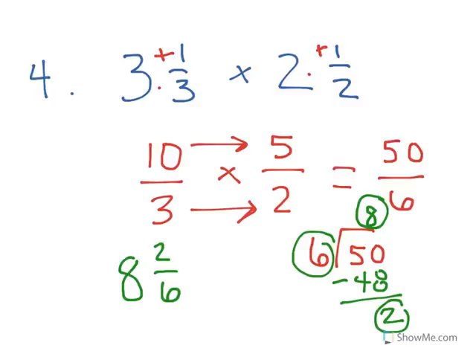Still not done, because I know I can take out a common factor of 2 from 2/6. So really, I'm going to have 8. 2 divided by 2 is 1. 6 divided by 2 is 3. And I know there's no common factors besides 1 of 1 and 3, so I know I'm done. So my final answer is 8 and 1/3. So that is how you multiply fractions and mixed numbers.